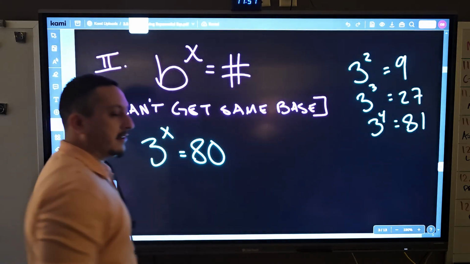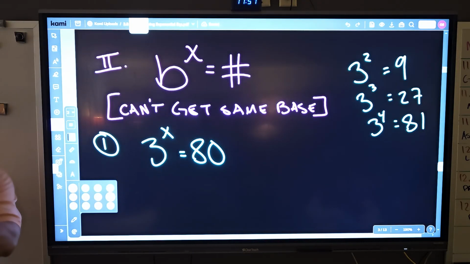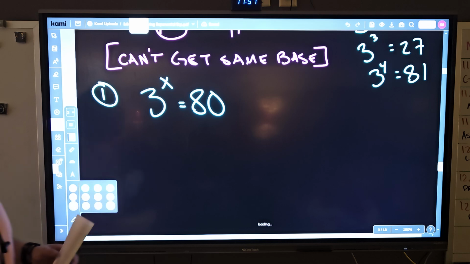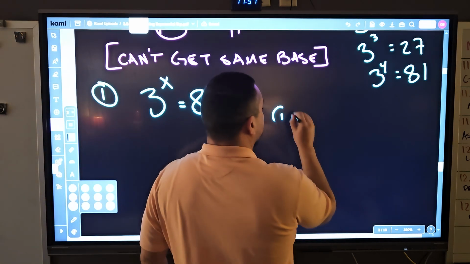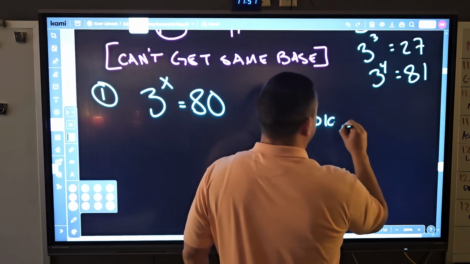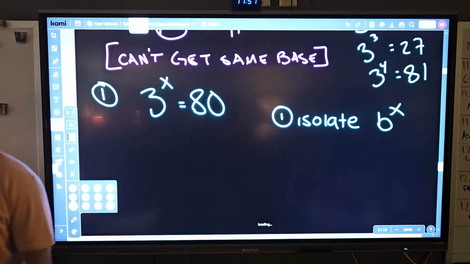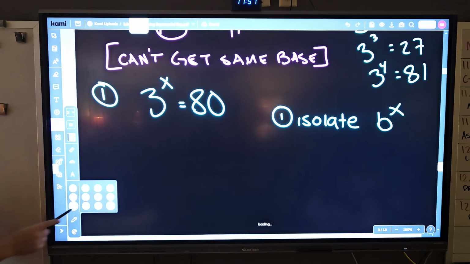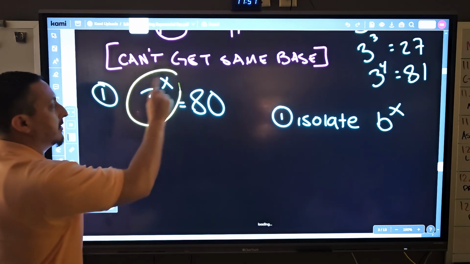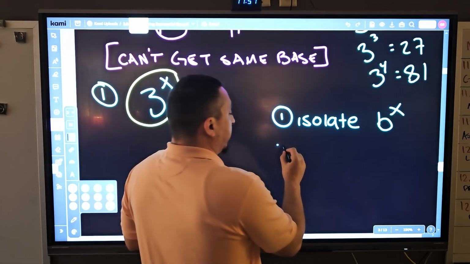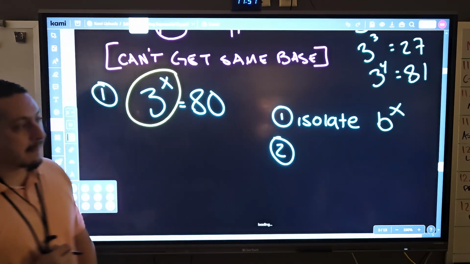Okay, so this is like if you can't get it on the same base, then you do it like this. Now on this, I'm going to write steps just to help you out. So step 1 is isolate b to the x. And it means get that by itself. Okay, for this problem, it is by itself, so we don't have to do anything else. Sometimes it's not by itself. Right now it is. If you get it by itself, okay.